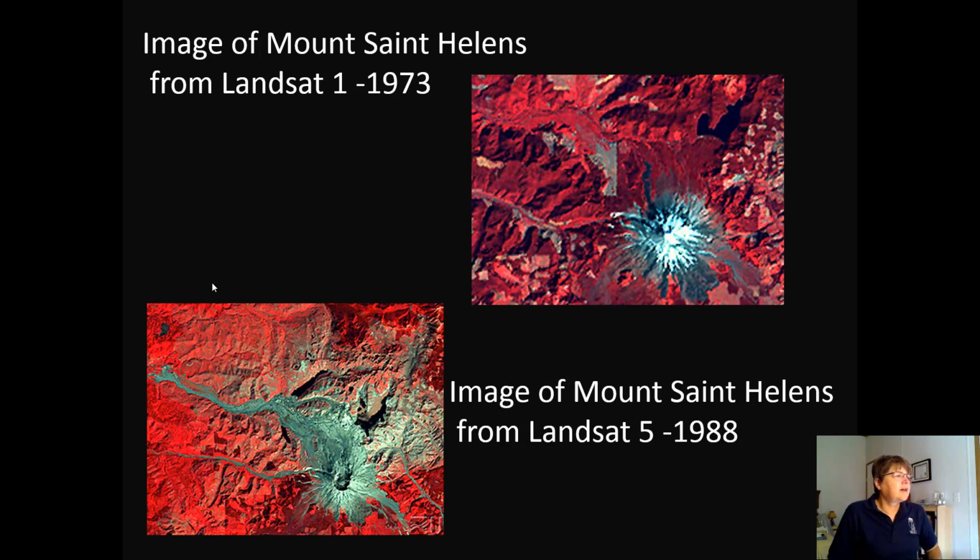All right, so just a little bit to show you the difference in quality going from 1973 to 1988, and you can also see the difference in the land there. This is Mount St. Helens in 1973. This is Mount St. Helens after it had blown its top in 1988, and you can see the difference in clarity. And today's satellite, Landsat 8, does not necessarily have that much more.